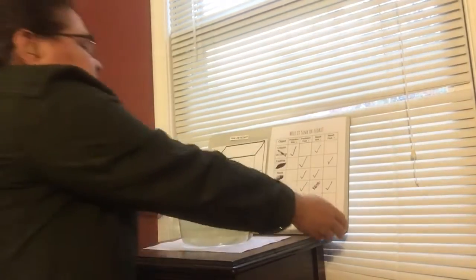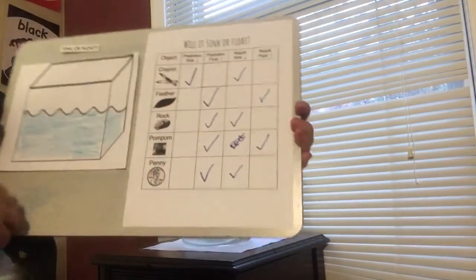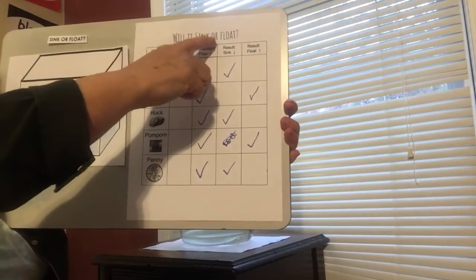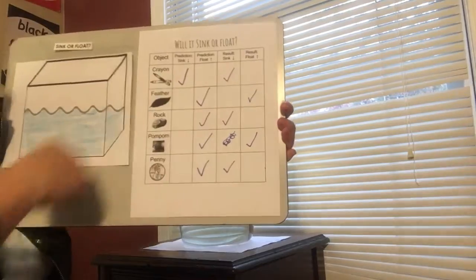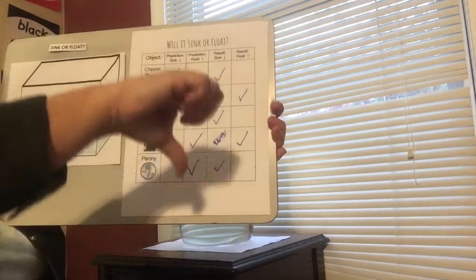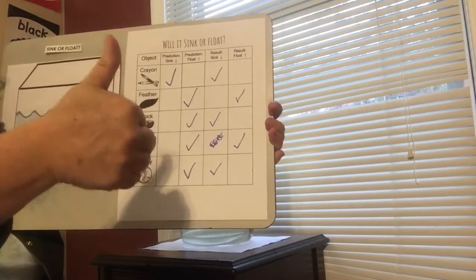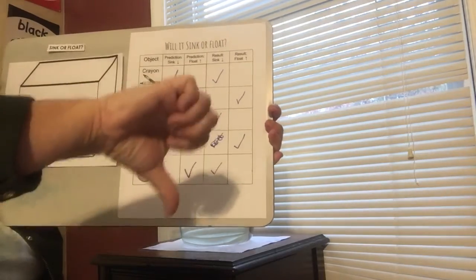All right, let's review everything here. So we were scientists today. We determined, will it sink or float? The crayon, we said, it sank. The feather floated. The rock sank. The pom-pom floated on top. And the penny sank to the bottom. Well, good job today being scientists and testing sinking and floating.